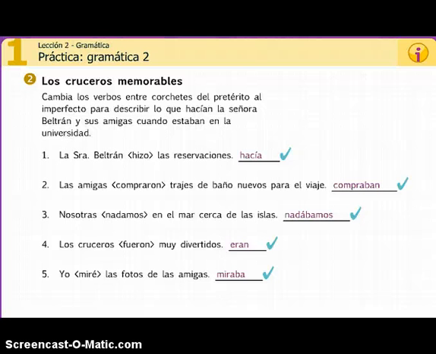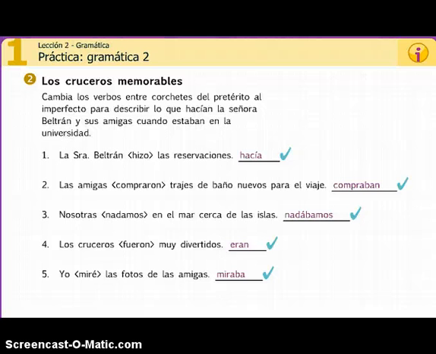Número 2. Las amigas compraron trajes de baños para el viaje. My new answer is compraban. Número 3. Nosotras nadamos en el mar cerca de las islas. My new answer is nadábamos in the imperfect. Make sure you remember that accent.